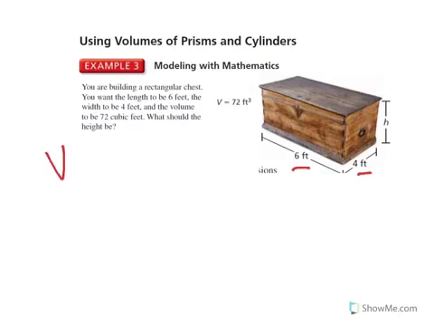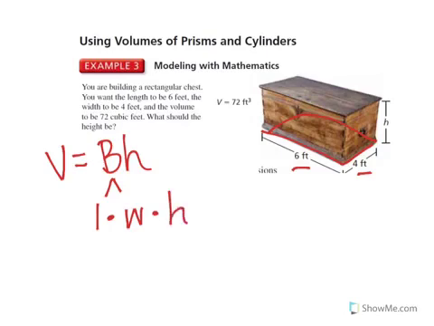We know our formula for the volume of a prism is area of the base times the height. What shape is our base? Our base should be a rectangle. How do we find the area of a rectangle? That is length times width. So the area of the base would be length times width, and we're going to multiply it times the height. So our formula for volume for this one would be length times width times height.